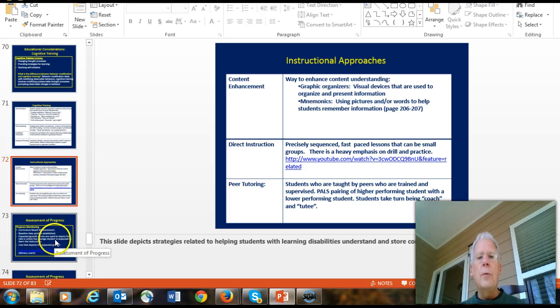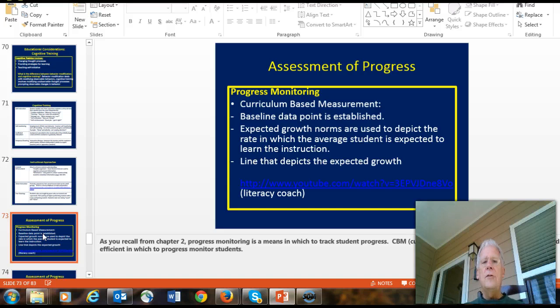And then the last thing that we're going to get into is, okay, we're working with students with disabilities. We know some general approaches to working with students with disabilities. Now, how do we assess those students? So the last section has to do with assessment of progress. We know that oftentimes students with disabilities will need more than students in a regular classroom. So progress monitoring is a really important piece.